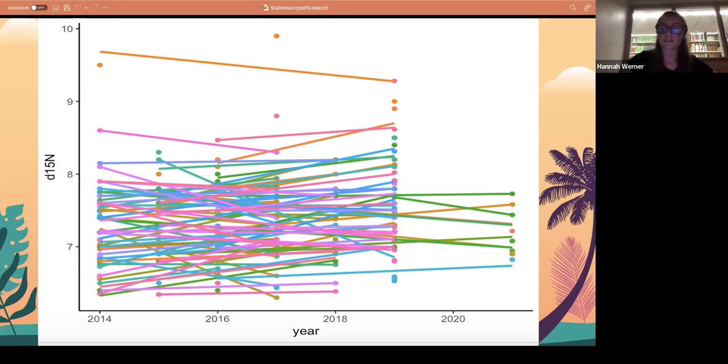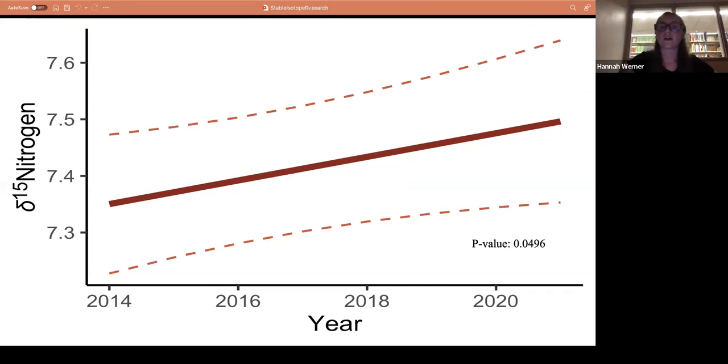So we were able to use that mixed model on this raw data to produce a model fit, which is what our final data looked like. So this is our nitrogen ratio here. As you can see, the most important takeaway from this slide is that we're seeing a positive increase. We have a p-value lower than 0.05, so we can see that this is statistically significant and we're allowed to reject our null hypothesis. So again, we had this positive trend over the years when looking at our nitrogen isotope.